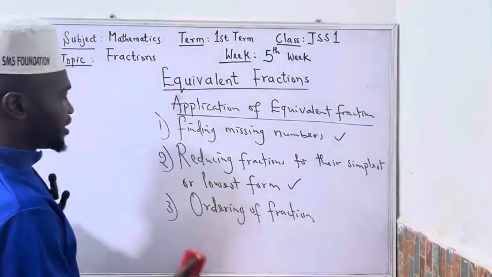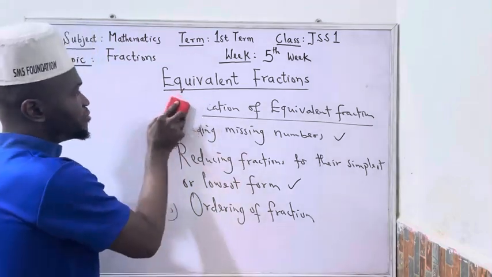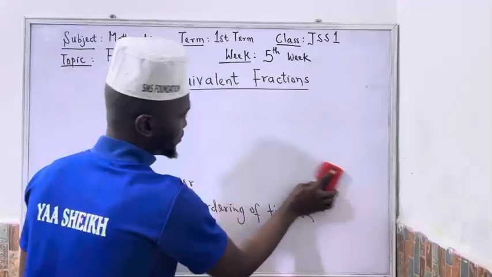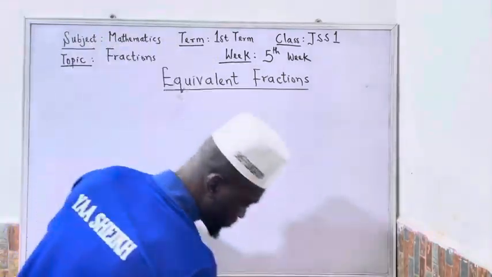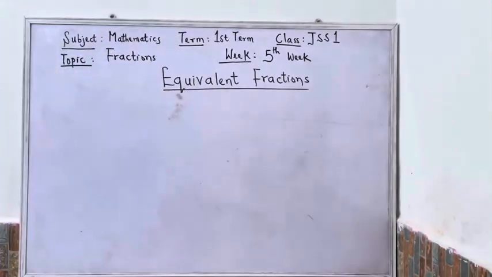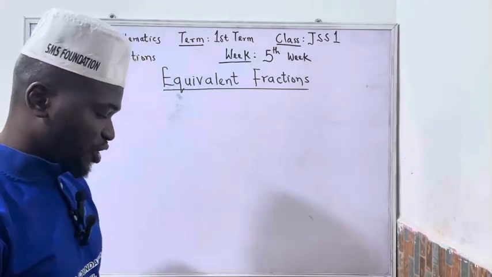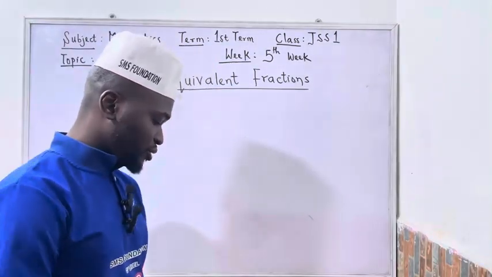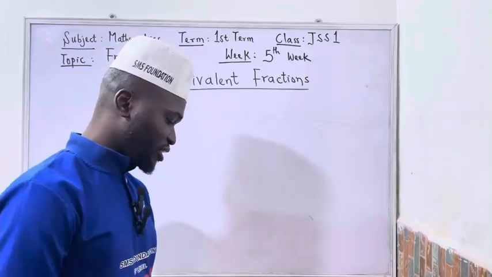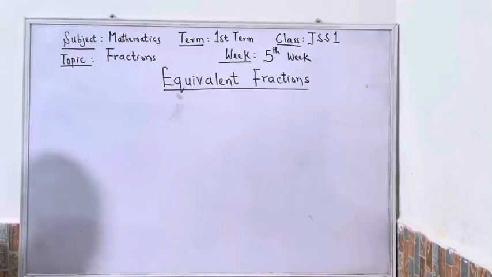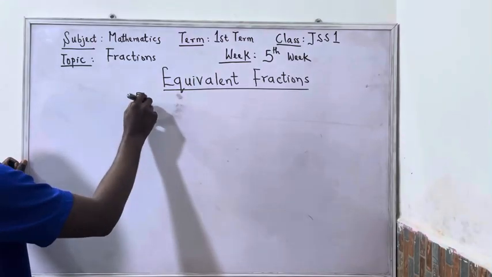So let's start with finding missing number. Very, very interesting. Very, very good. Now, the concept of equivalent fractions, let me quickly get some examples. The concept of equivalent fraction can be used to find missing number. You will find it very interesting. So for example, let's see the first one.